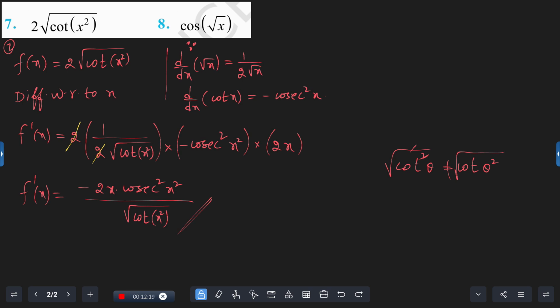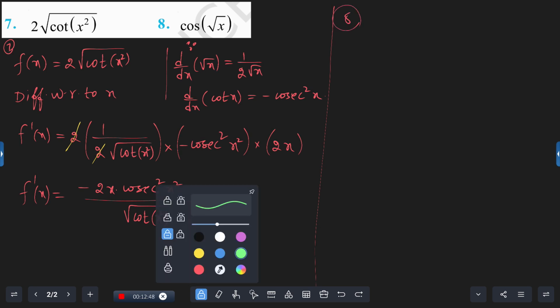Is it possible to simplify? Let's see. Actually, there is the identity cosecant square theta is equal to 1 plus cot square theta. But when you apply it here, it's not possible to cancel. Leave it then. Enough. Question number 7 is over. Then we'll go to question number 8.